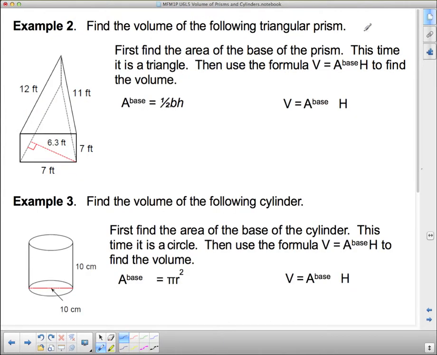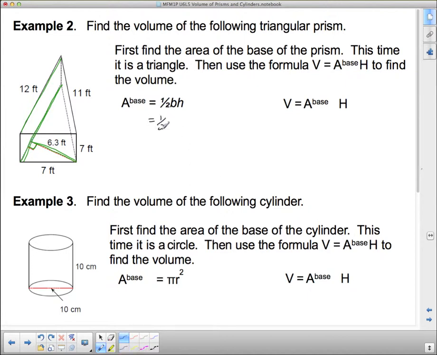Now, find the volume of a triangular prism. Now, the triangular prism is more complicated because we have to find the area of the base, which is a triangle. So finding the area of the triangle is a little more complicated than length times width. So the area of the triangle is a half base times height. And so here, our base is 12. Remember, for a triangle, the base meets the height at a 90 degree angle. So here's the height of the triangle, and here's the base because there's the 90 degree angle. And of course, this triangle on the bottom is the same as the triangle on the top. So this is going to be 12.